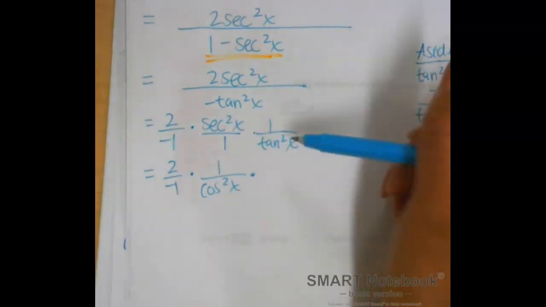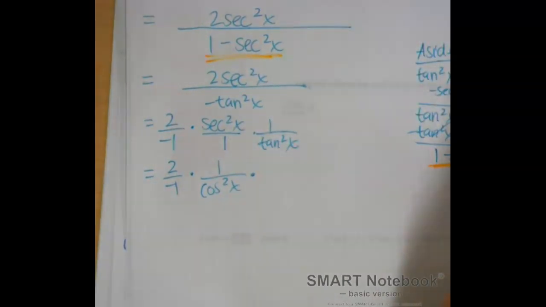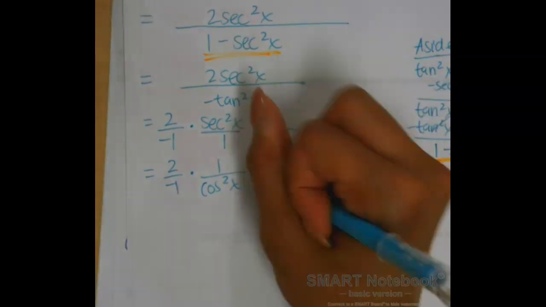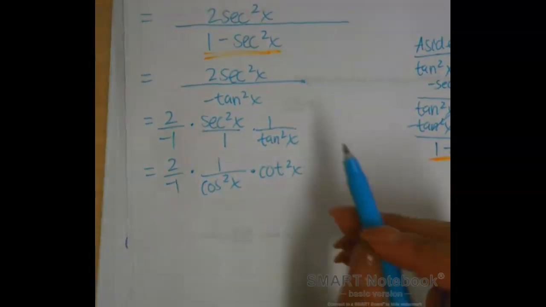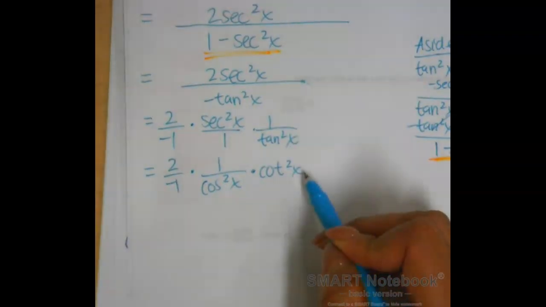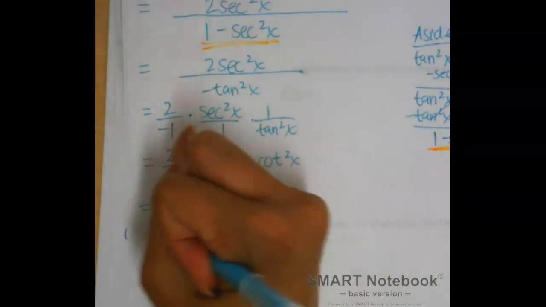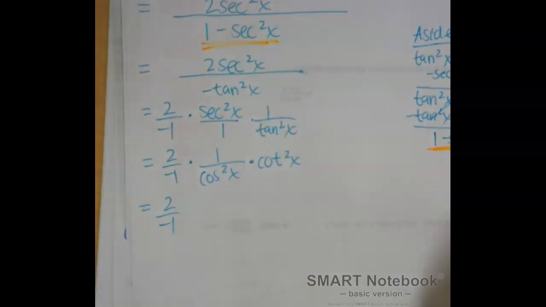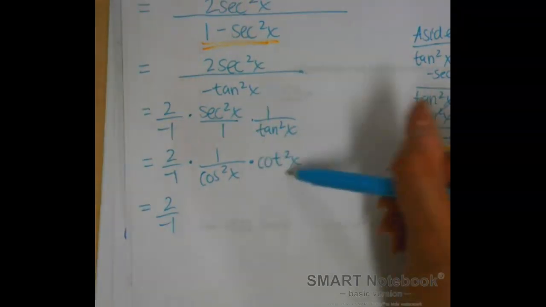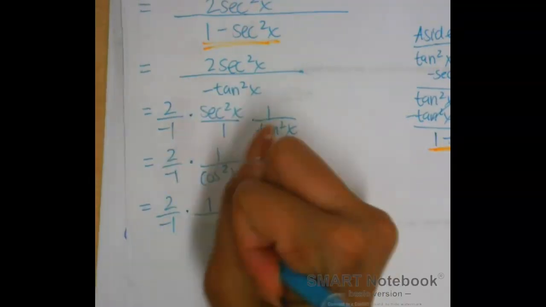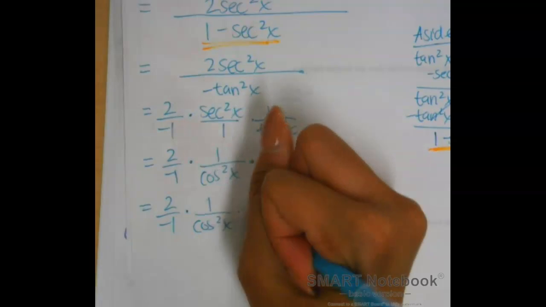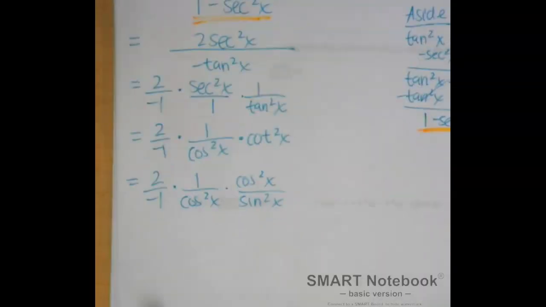Odalis, is 1 over tangent the same thing as something else? Say it again. Cotangent squared x. Okay, cool. On that page, before you flip it back, what is cotangent squared x the same as? Look at your quotient. Because cotangent and tangent technically have 2 different things there. What is cotangent the same as? Not 1 over tangent, but what else? This is cosine squared x over sine squared x.